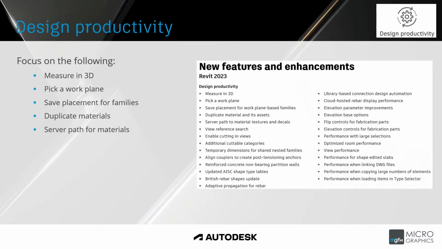All right. So first up is design productivity: new features that make you work faster, specifically on your day-to-day work. On the right-hand side are many small features. We're not going to look at all of them. On the left, I'll just focus on a couple, and then we'll move on from there. First up, I'm going to look at measuring in 3D. It's a small feature, but very useful.